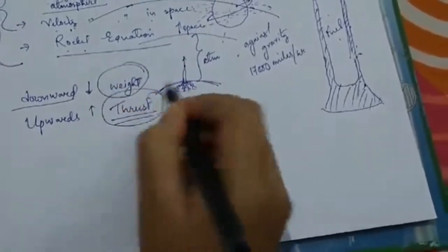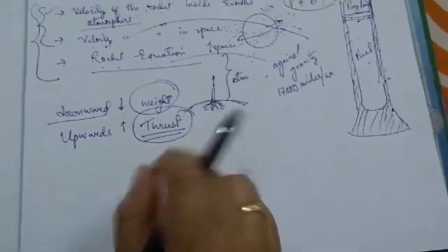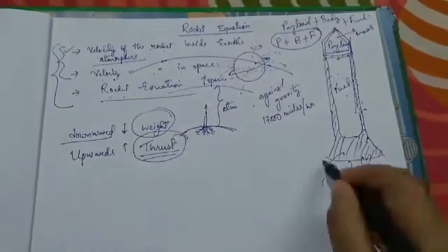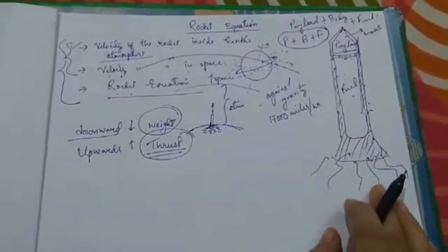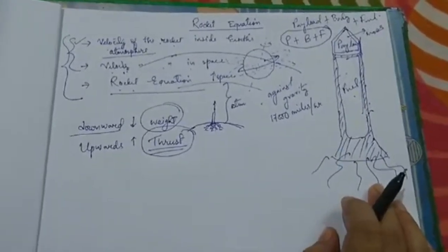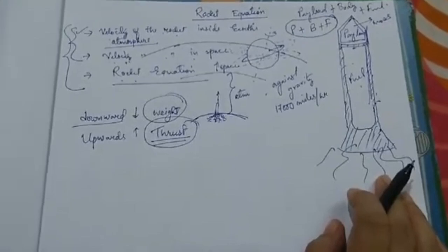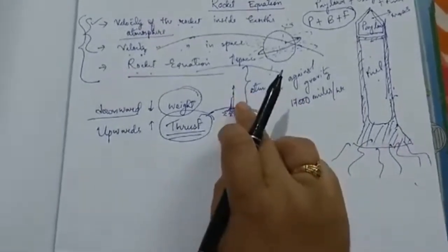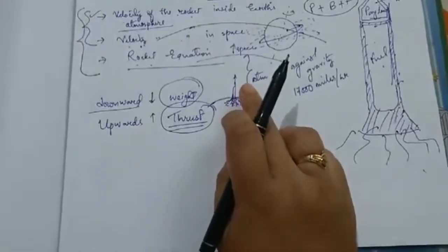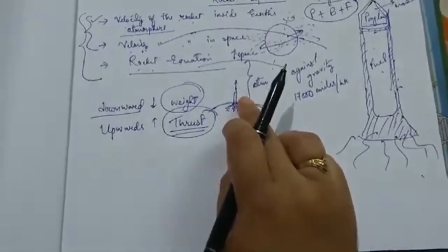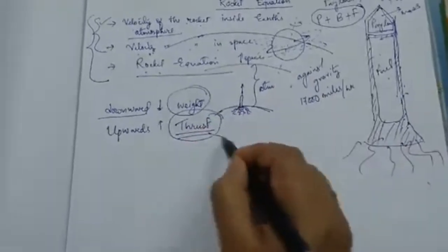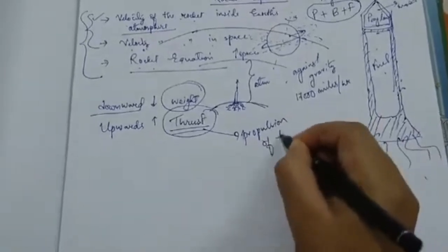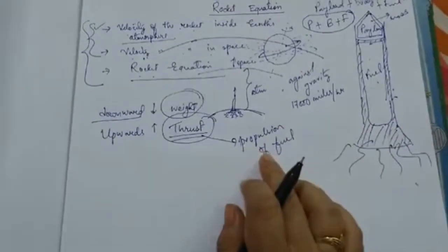So we have two factors. Both of them are acting in the opposite direction. You might have seen that when the rocket is moving upward, there are fumes coming out. So the rocket basically works on the principle of Newton's third law of motion: every action has an equal and opposite reaction. Because the rocket has to move both in space and also within Earth's atmosphere. So basically the thrust results from the propulsion of fuel, the burning of fuel.